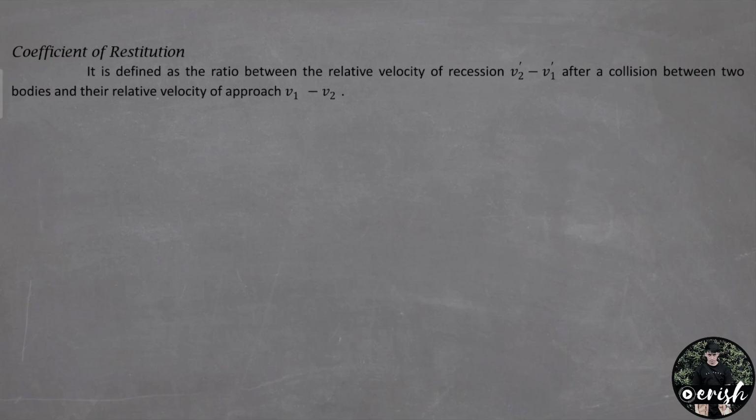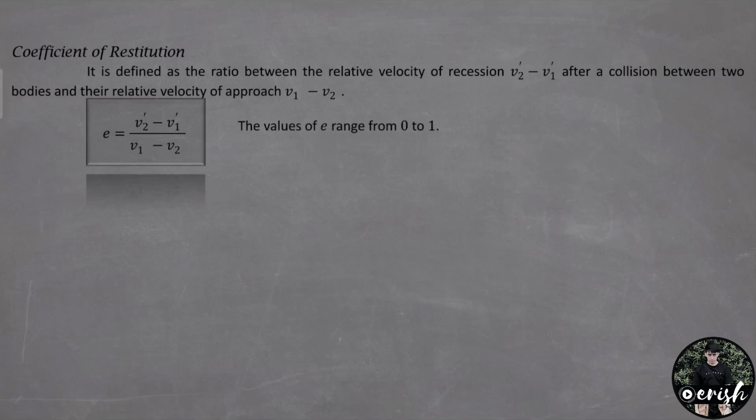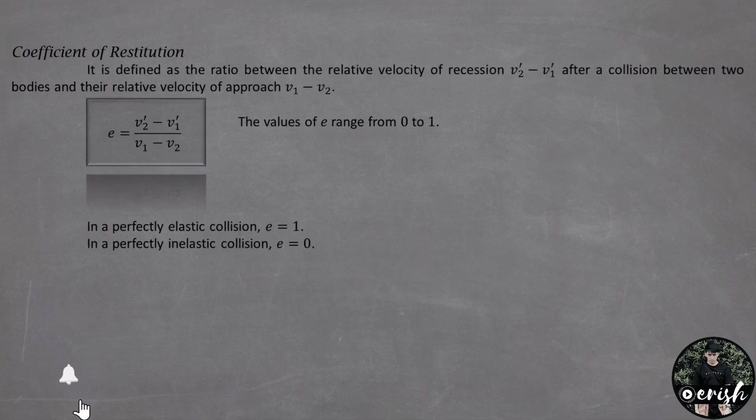Coefficient of restitution, denoted as e, so this is the equation for the coefficient of restitution. Values of e range from 0 to 1. In a perfectly elastic collision, the value of the coefficient of restitution is 1, and the relative velocity after the collision is the same as the relative velocity before it. In a perfectly inelastic collision naman, the coefficient of restitution is equal to 0.